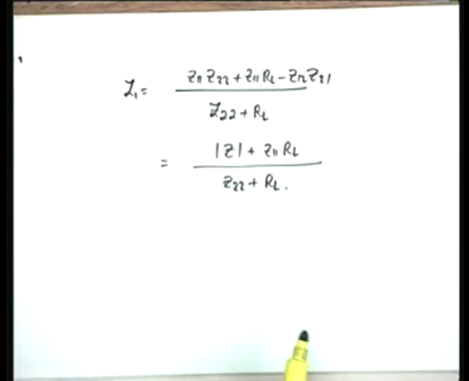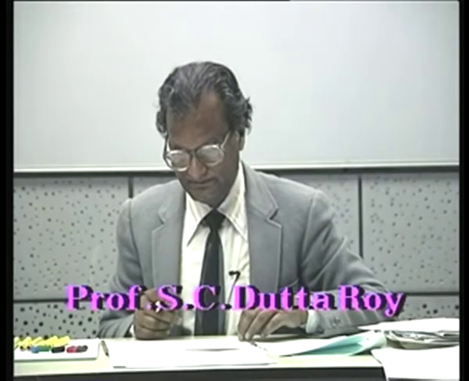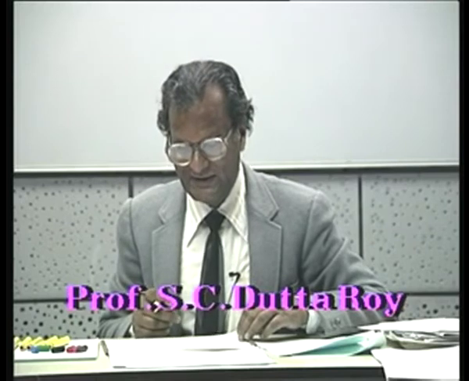I want to go back to this equation. So instead of dividing V2 by V1, we would have substituted I2 by I1 first. That's what we have done. We haven't done anything else. We have substituted for I2 by I1.